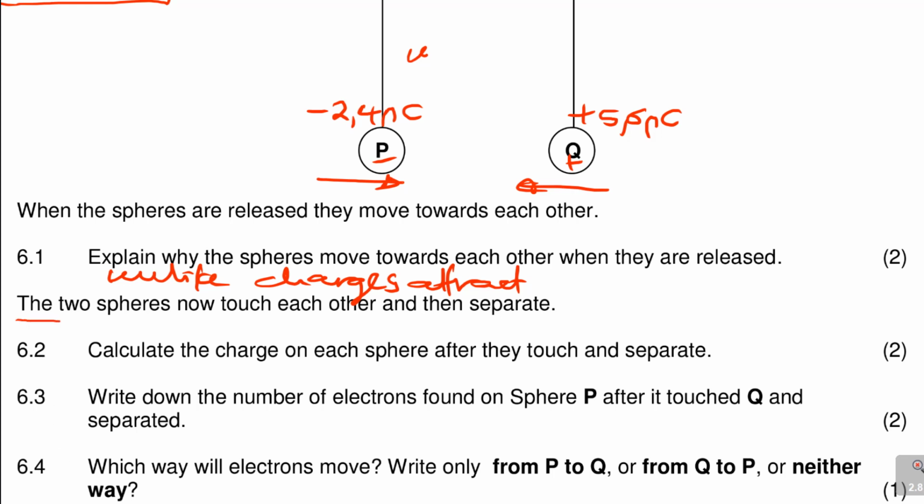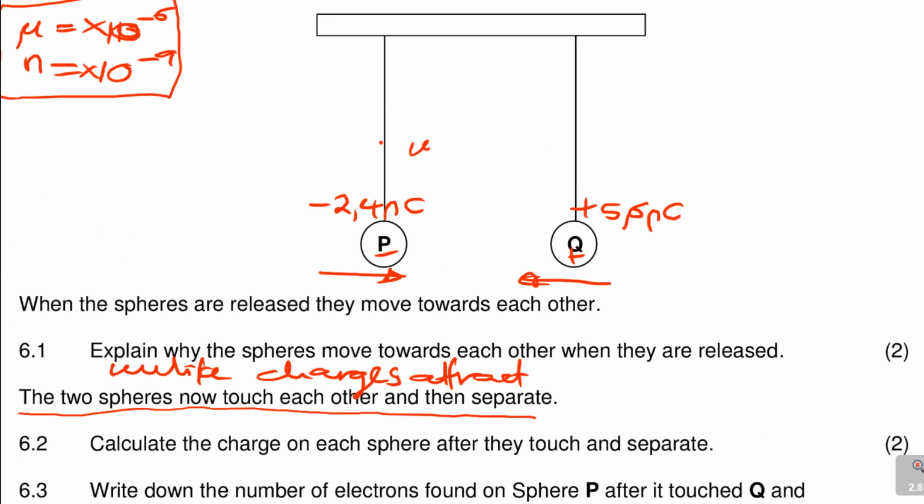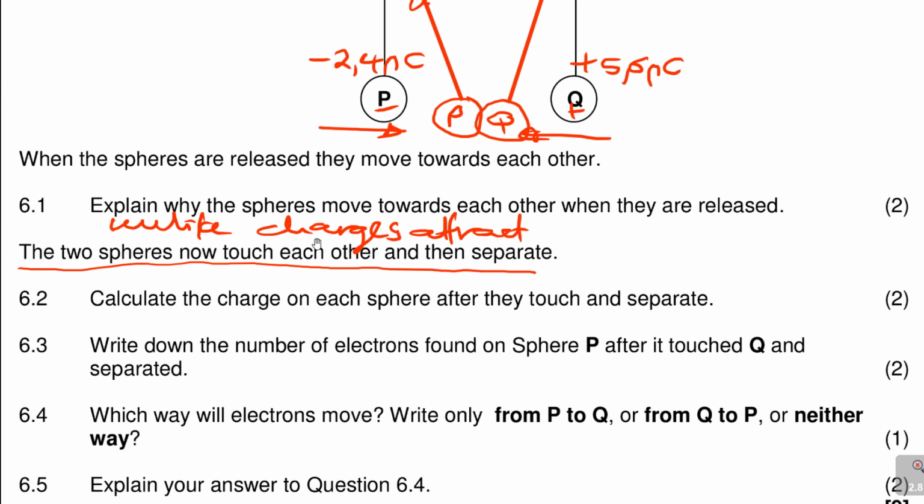Then the next question. They are saying the two spheres now touch each other. So remember, there shall come a point whereby this sphere will be like this, and you have it like that. And what is going to happen? They are going to touch each other. This is your P, this is your Q. And then they're saying, calculate the charge on each sphere after they touch each other.